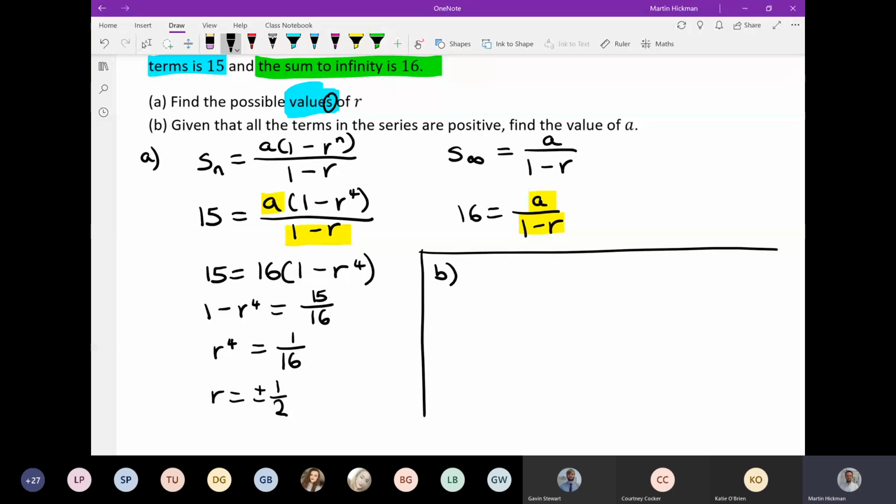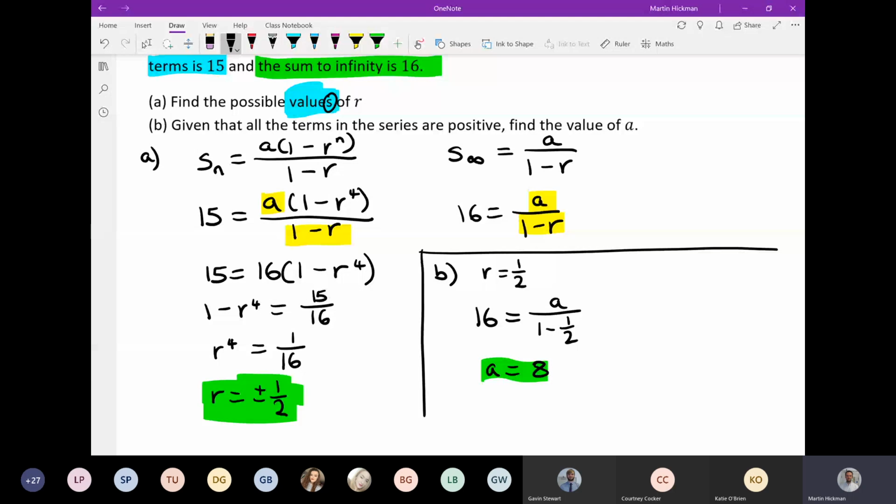And then part B, given that all the terms in the series are positive. Okay, so I know I made that big deal about it being positive or negative for that part. Turns out they are all positive, but still, it was important for part A. Given that all terms of the series are positive, find the value of a. So all we now need to do is use r equals a half, and plug that into the second equation there. So 16 equals a over 1 minus a half. With a little bit of rearranging, we can simply get that a is going to be 8. That's your final answer there.